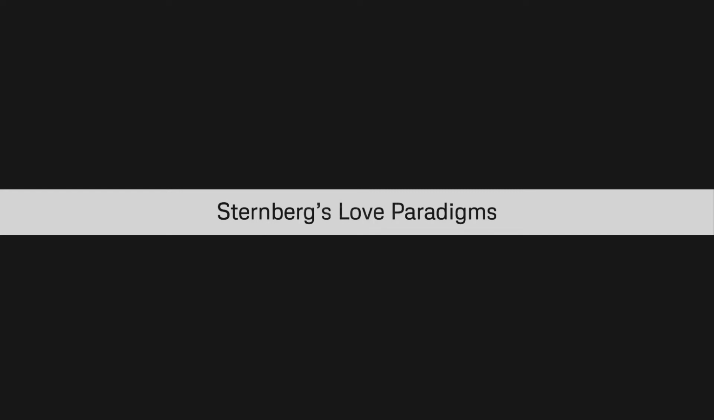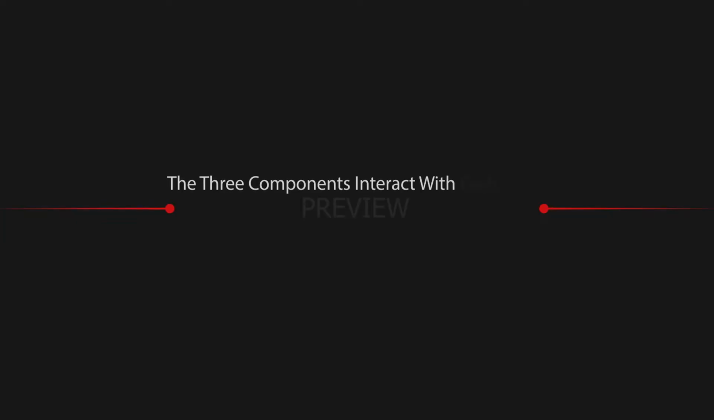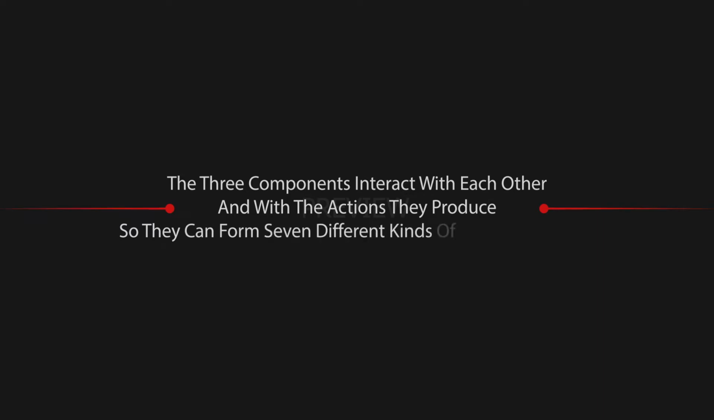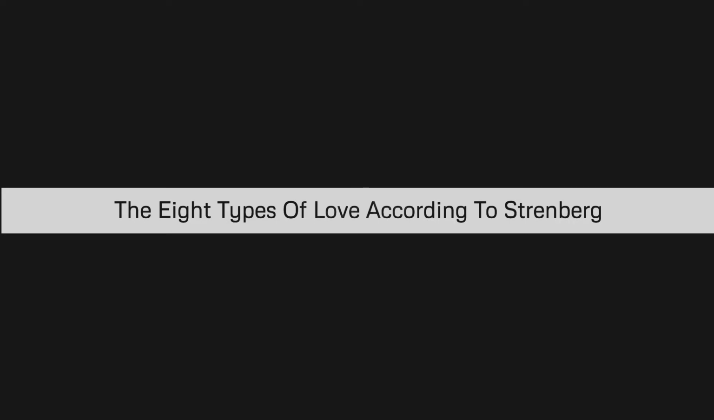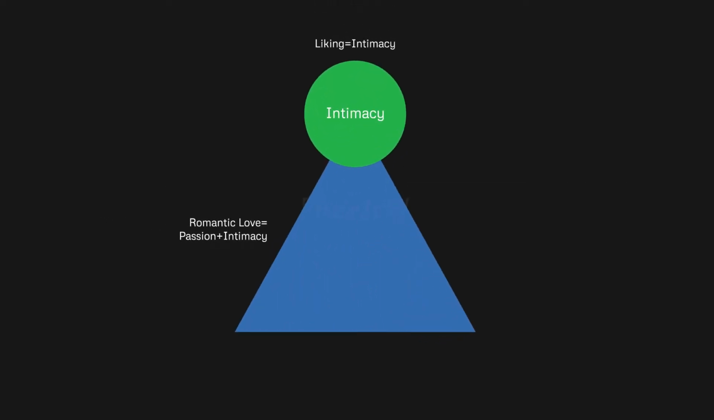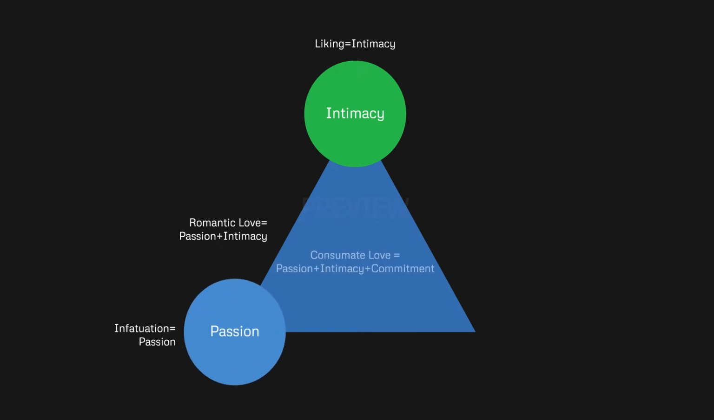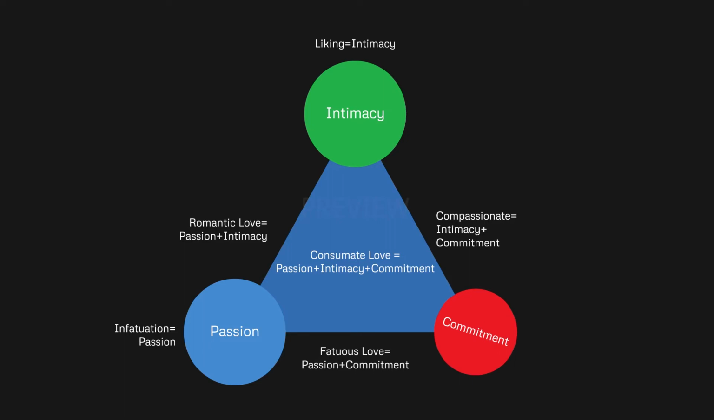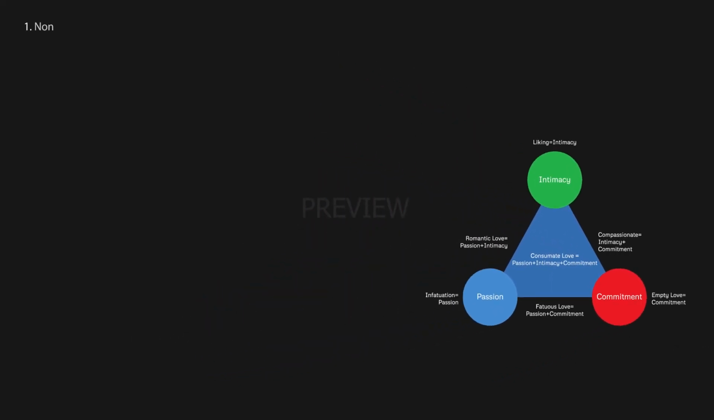Sternberg's love paradigms. The 3 components interact with each other, and with the actions they produce, so they can form 7 different kinds of love experiences. The 8 types of love according to Sternberg. Liking, intimacy. Romantic love, passion and intimacy. Infatuation, passion. Consummate love, passion, intimacy, commitment. Compassionate love, intimacy, commitment. Fatuous love, passion, commitment. Empty love, commitment.